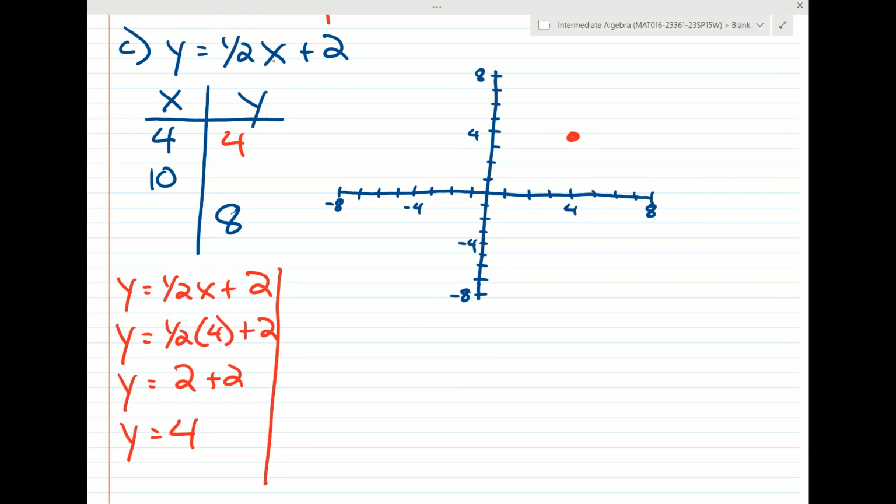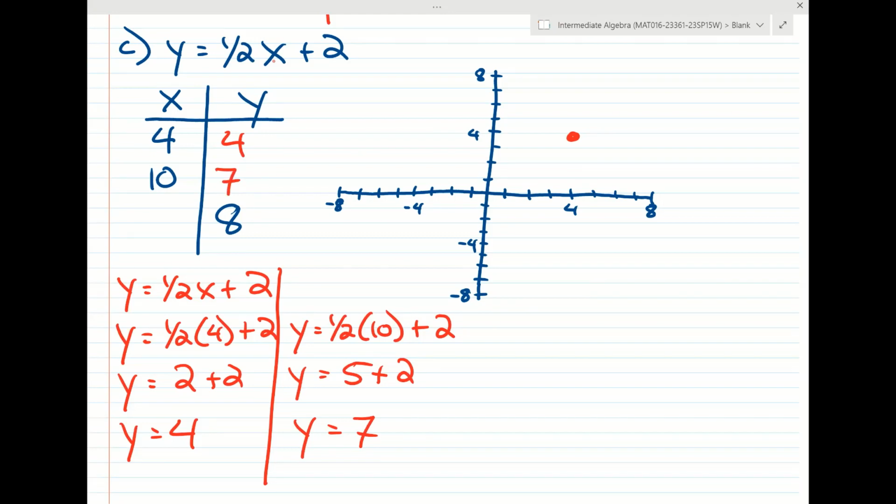If x is 10, half of 10 is 5. 5 plus 2 is 7. So 10, 7. It's a little off the graph. We'll put it right over here.